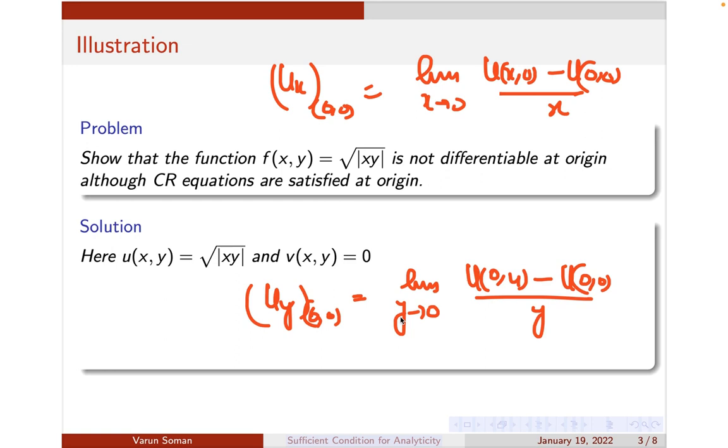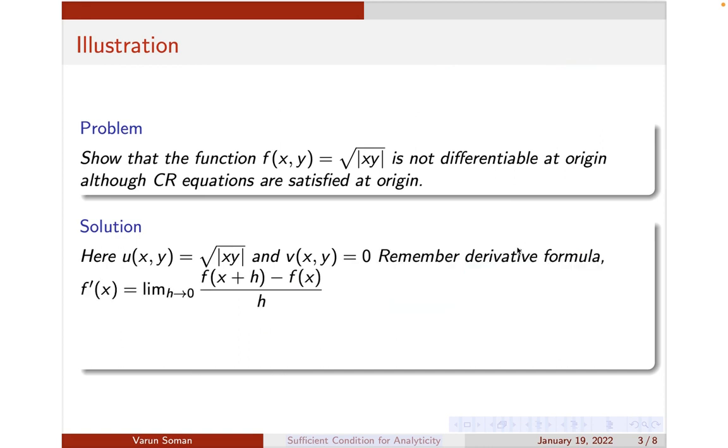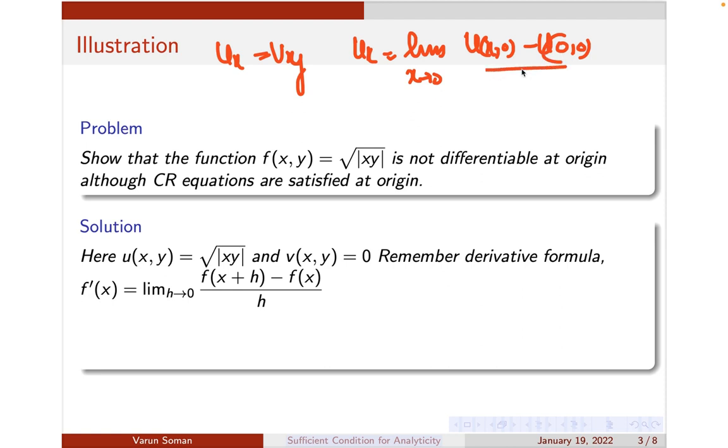If you have understood this definition, now let us apply it and check whether this will satisfy the Cauchy-Riemann equations. What are the Cauchy-Riemann equations? They are ux is equal to vy. Let us check it. Ux we already know, it is actually limit x tends to 0. Please write to yourself, only then you will understand. u(x, 0) minus u(0, 0) by x. Now this is your u here. Your u is actually root of modulus xy, and your v is actually 0.